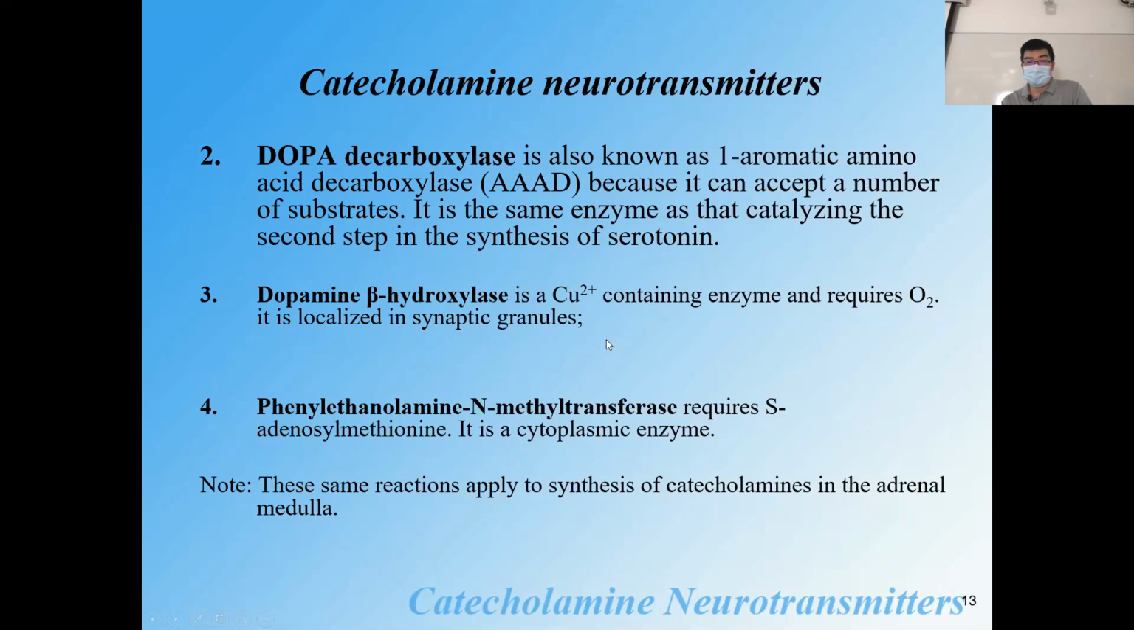The number 3 enzyme is dopamine beta hydroxylase. That contains copper and requires oxygen. Okay. The other one, phenylethanolamine N-methyltransferase, transfers the methyl group to make epinephrine.